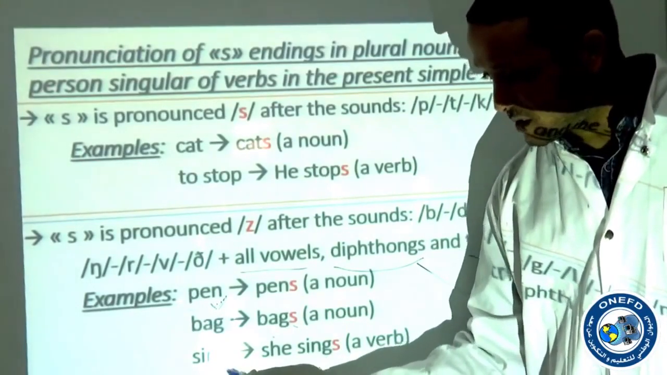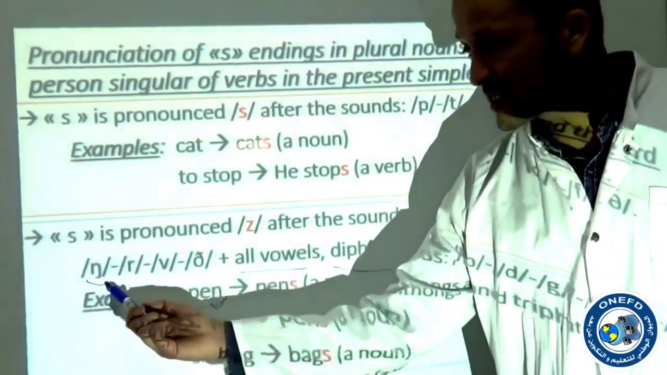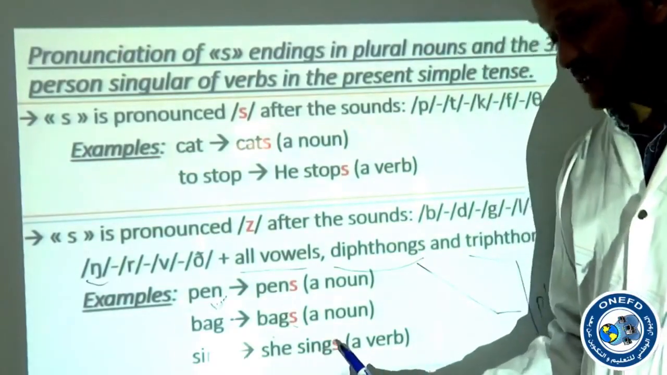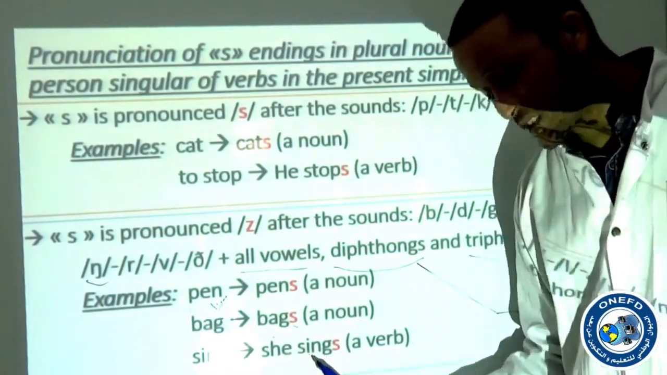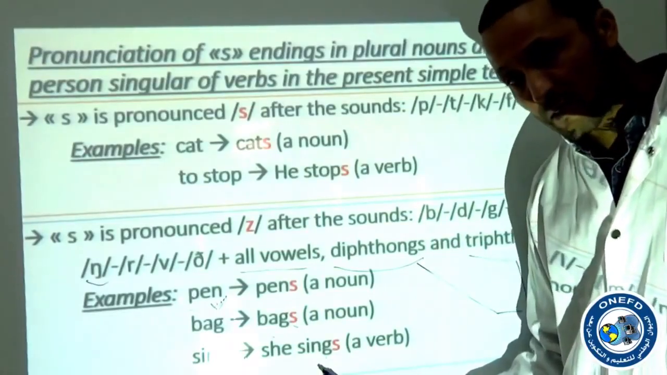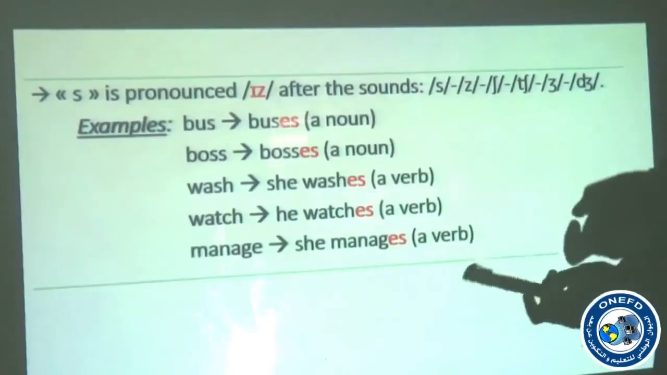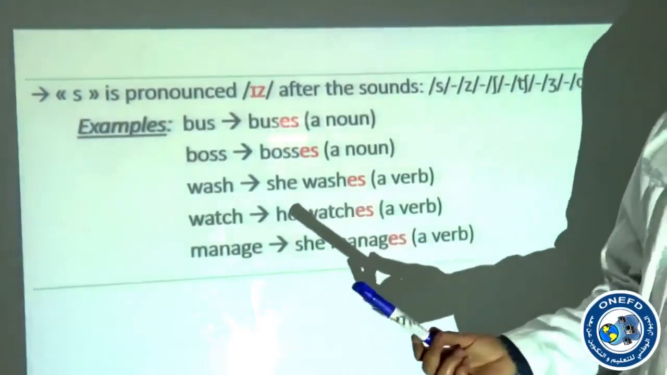Another example using a verb, like the verb sing. What do you hear here? This is the sound sing. When we add an S with she, of course, we say she sings, which is a verb. Okay? So let's move to the third rule.